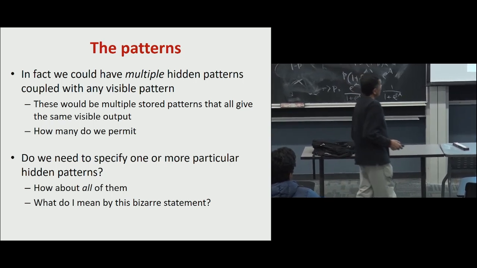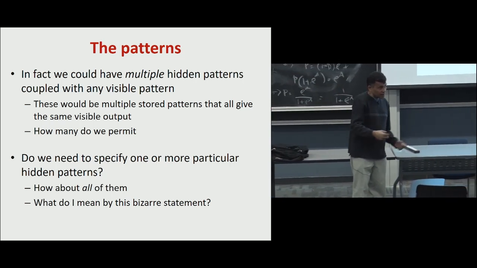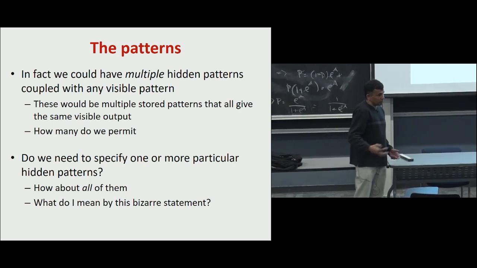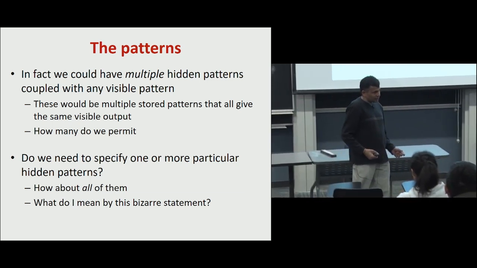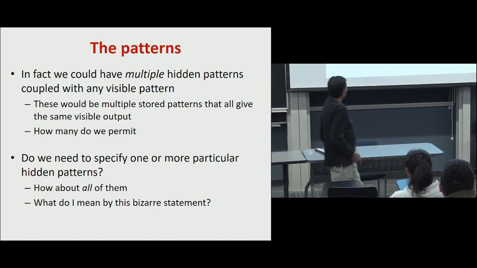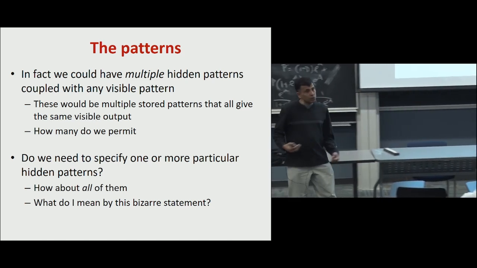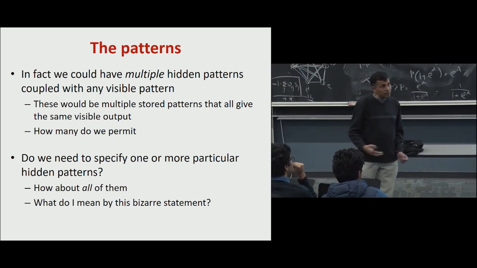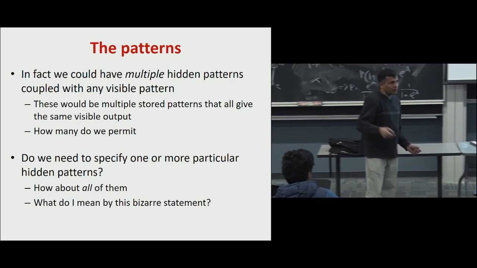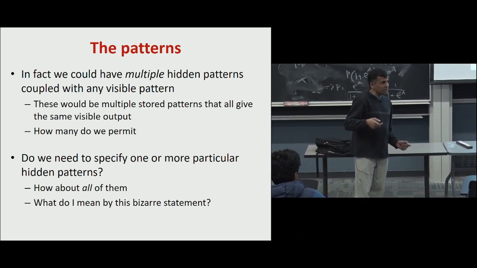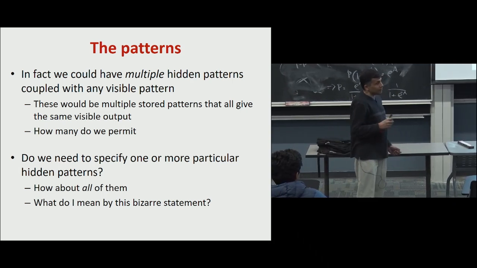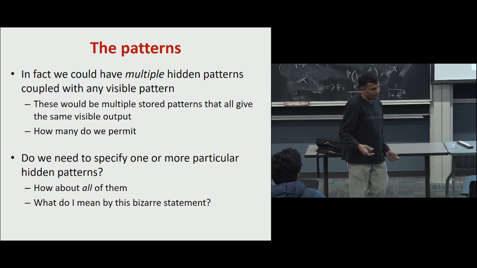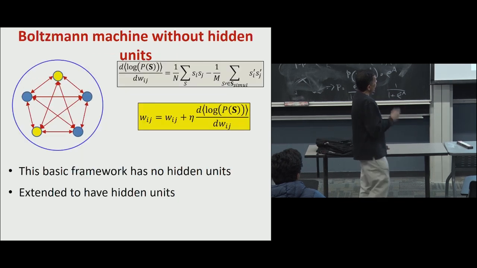Alternately, I can have multiple hidden patterns for each visible pattern. That way I create multiple minima for each recalled pattern, making it more robust. But then I still have to figure out how many copies I make for each visible pattern, and how do I set them? So instead of thinking about it this way, why don't I say I'm not going to specify the hidden pattern for each visible pattern, I'm going to consider all of them? What do I mean by saying I consider all of them?